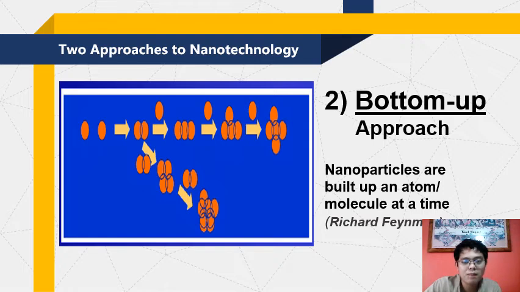And then the second approach is the bottom-up approach, where nanoparticles are built up an atom or molecule at a time. So one atom is built up against another atom, so it produces two atoms, and then you add another atom to create three atoms, then you add another one to create four, another one to create five, until such time that you can build a bulk of matter. So it's the opposite of the top-down approach.